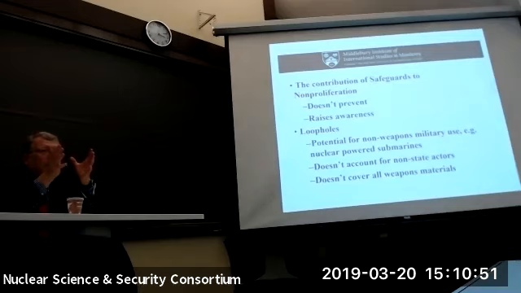Everybody know what I mean by critical mass? Critical mass is a sustained reaction. This is fissile material. You can make a critical mass. If you can make a critical mass, you can probably make a fission bomb. So neptunium-237 has a critical mass, but it's not safeguarded.